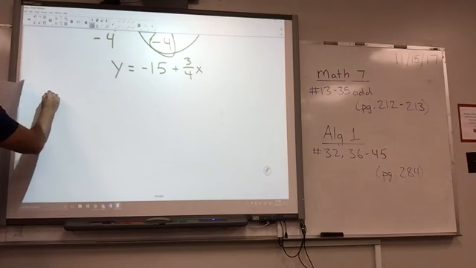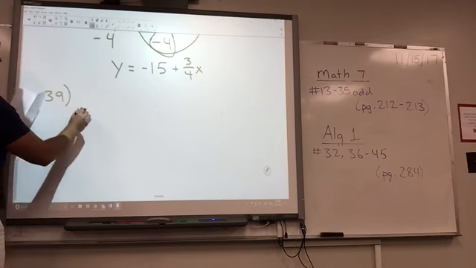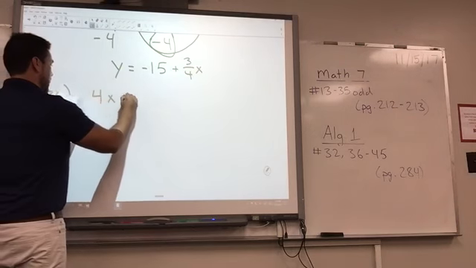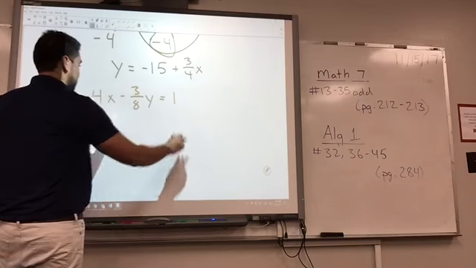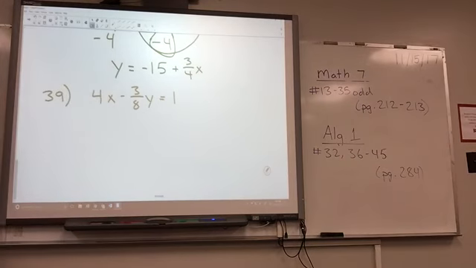Number 39. I think it's 4x minus 3/8 y equals 1. Did anyone graph this one already, 39? Anyone make a table for 39? I made a table, but I just didn't know what to do with my numbers. This is one of the hardest ones for making a table, so I'm going to help you out with that. So don't get ahead of me on 39.